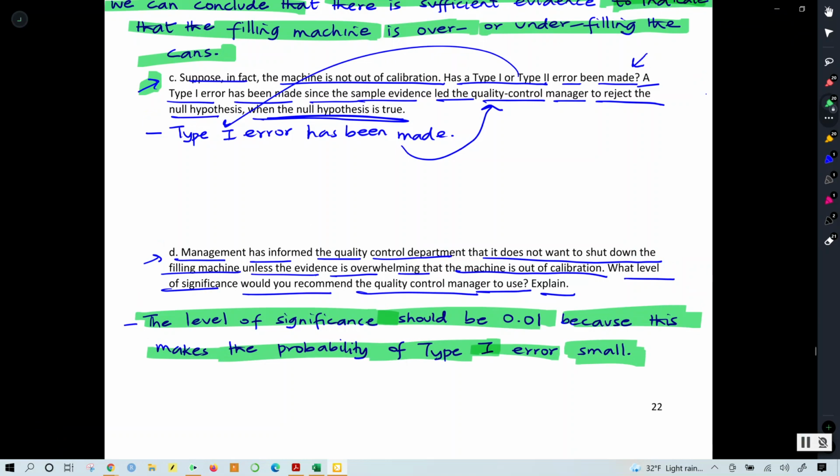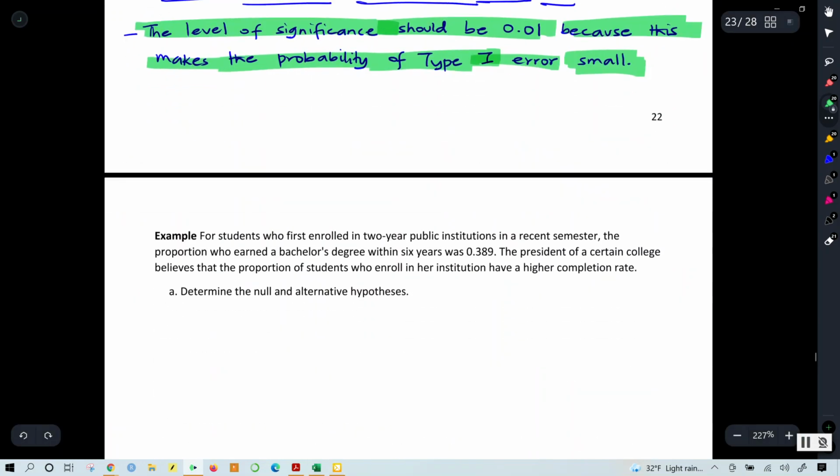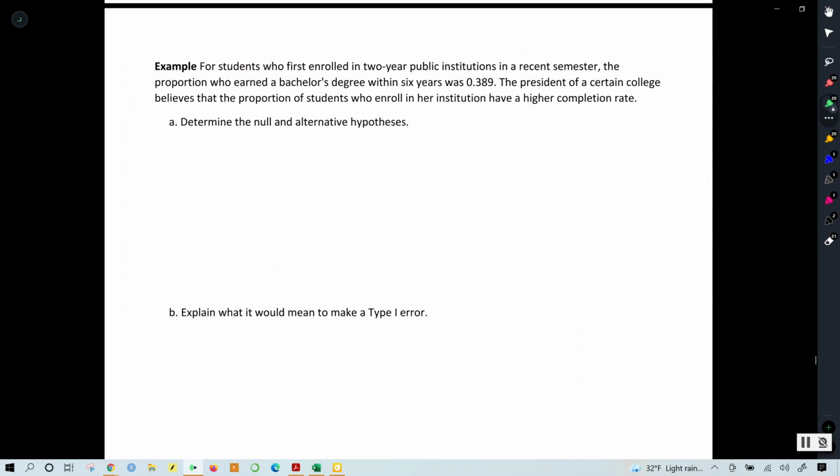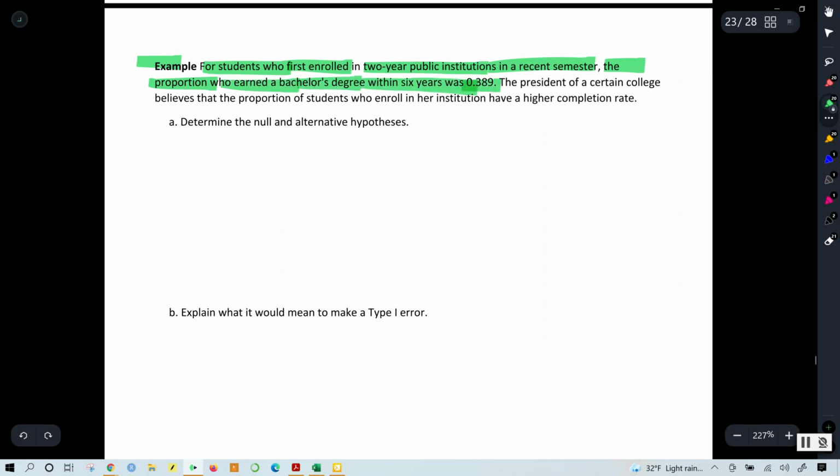We now progress to another example on type 1 and type 2 errors. So you have, for students who enrolled in 2-year public institutions in a recent semester, the proportion who earned a bachelor's degree within 6 years was 0.389. The president of a certain college believes that the proportion of students who enroll in an institution have a higher completion rate. So there's somebody making a claim there that the proportion is higher than 0.389.